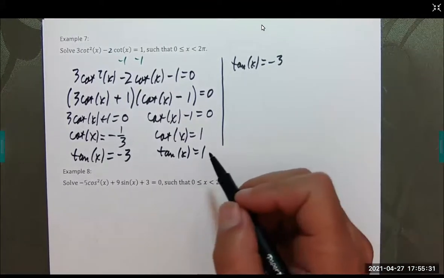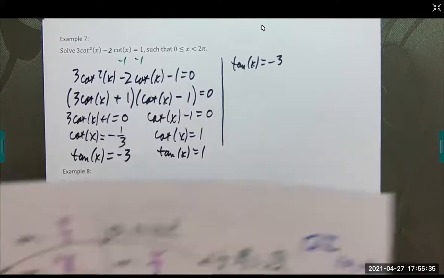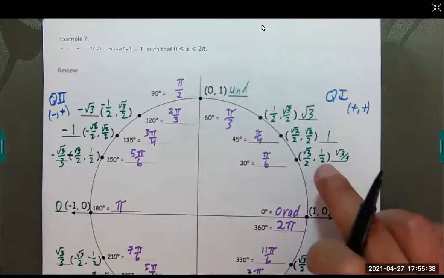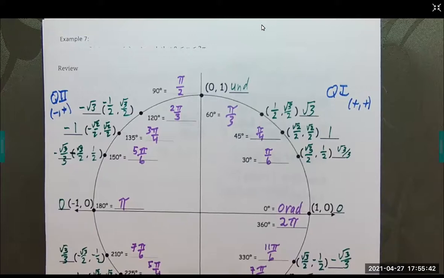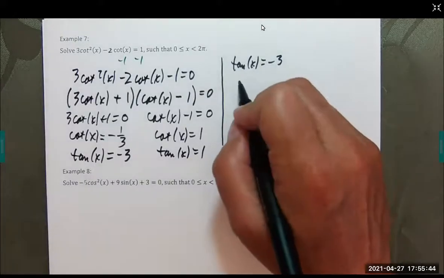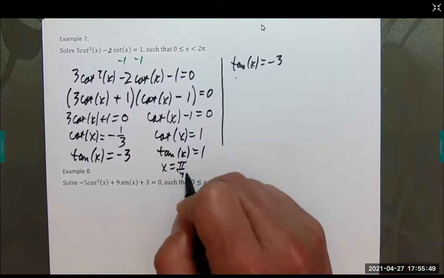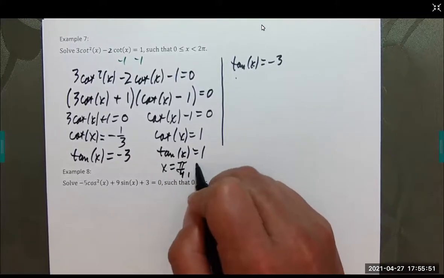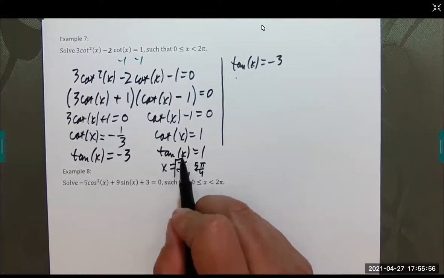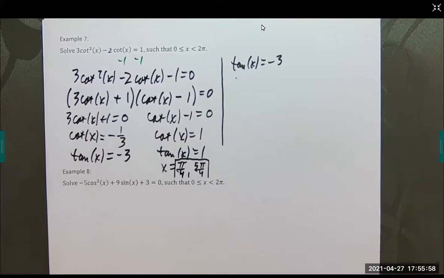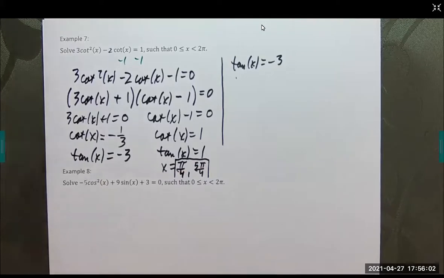And when is tangent positive? Tangent is positive in quadrants 1 and 3. And when is tangent equal to 1? At pi over 4, and down here at 5 pi over 4. Now here we can get exact answers. Here, not so much. Here's the problem.